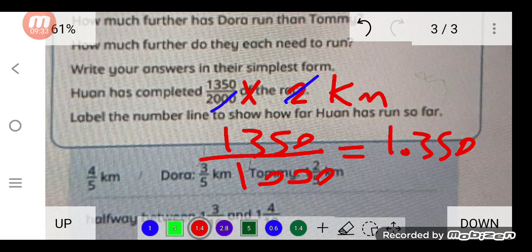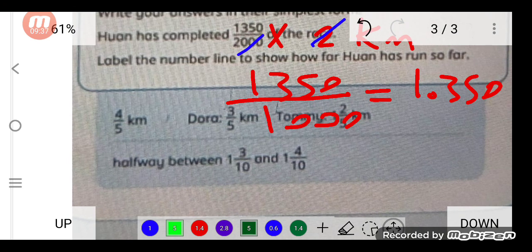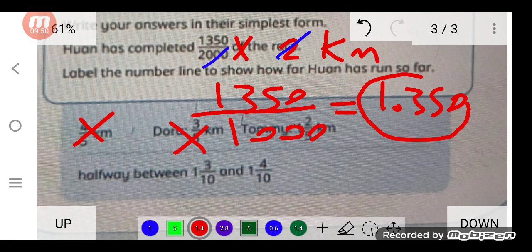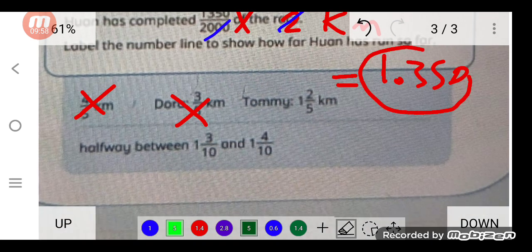And 1.350 is which option here? Clearly it's not this option. It is because 4 over 5 is less than 1 and our answer is greater than 1. So we cannot choose this option or this option. Now what about other options? Here we can choose either this option or this option.